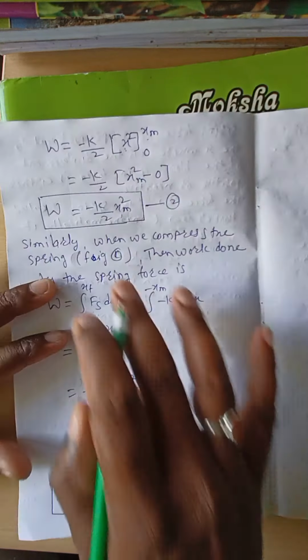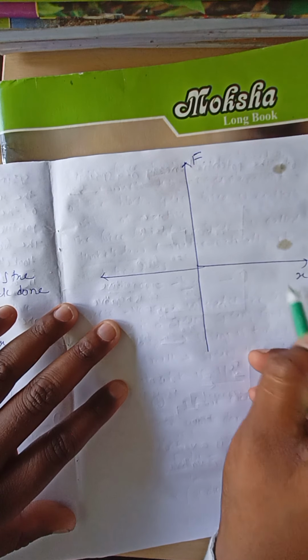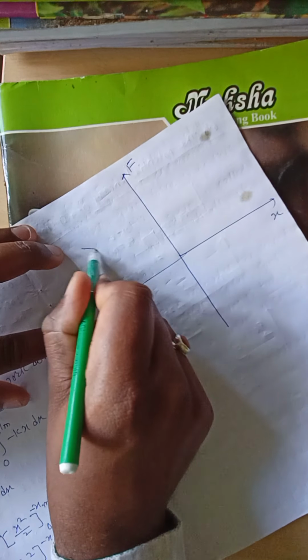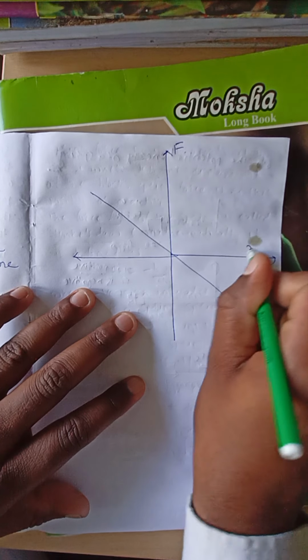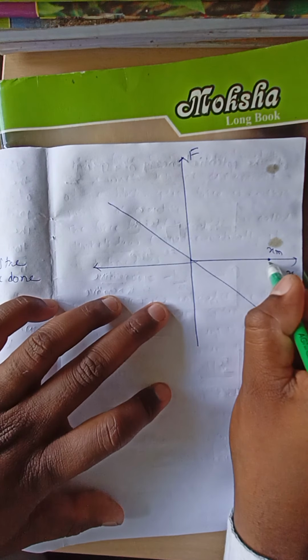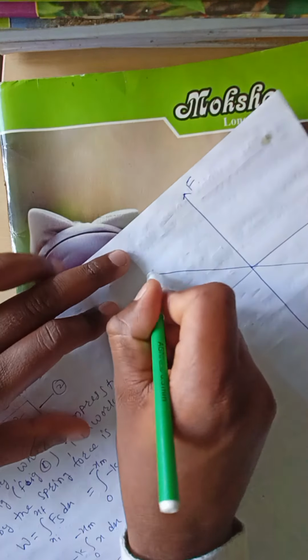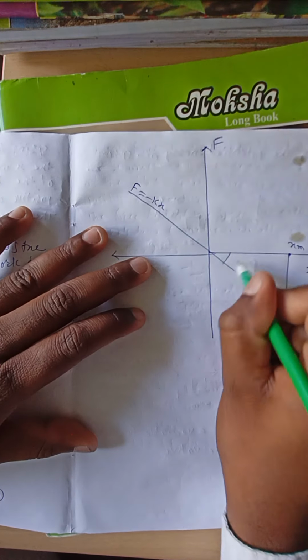See, from figure C, figure D. Now this is the displacement x, this is the applied force F. When x is positive, force is negative. This is xm, and this is also xm. Now F is equal to minus kx.